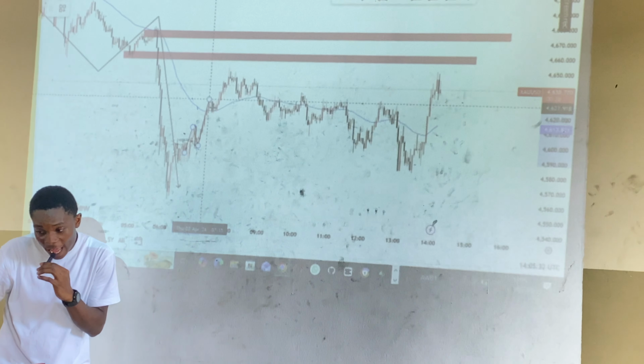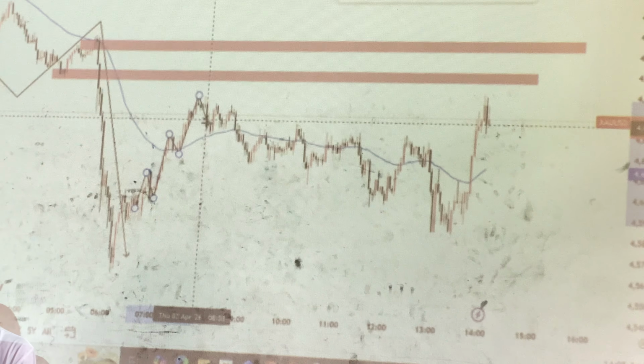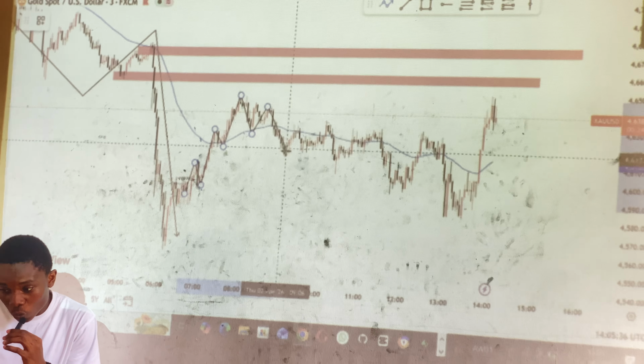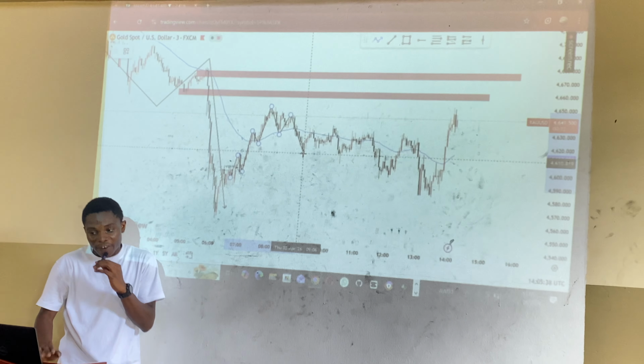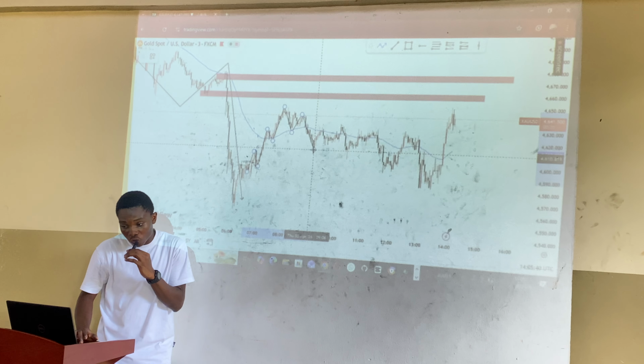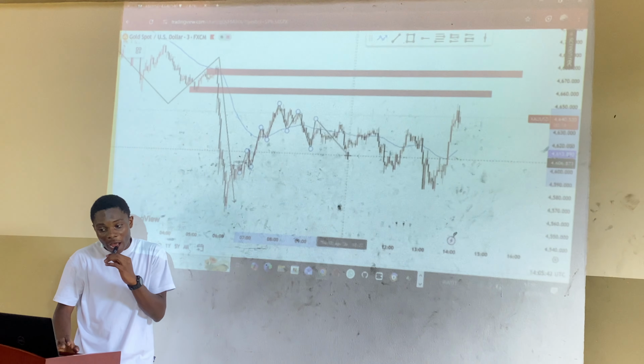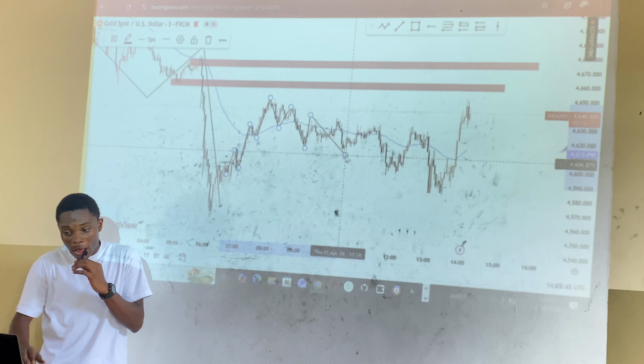It was creating higher highs and higher lows, creating higher highs and higher lows, right? Until price changed character, right? So price changed character. That means you are going to start moving lower, in a lower low and lower highs.